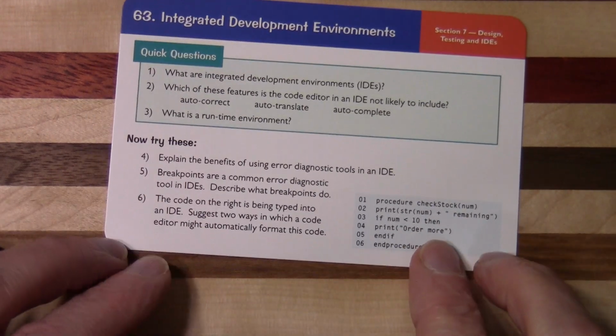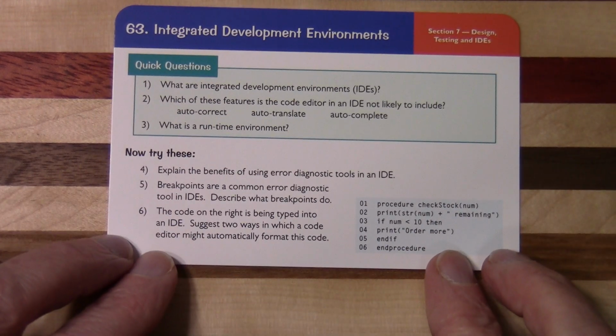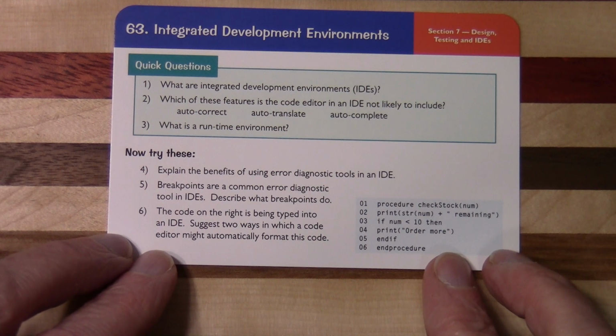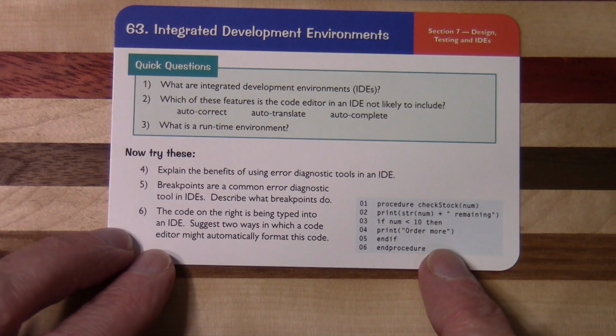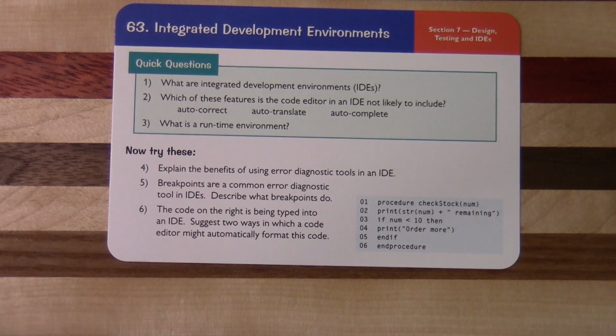And we finish up with IDEs. Section 7, design, testing and IDEs. Okay. What are integrated development environments? Okay. Which of these features is the code editor in an IDE not likely to include? Autocorrect, auto-translate, autocomplete. Okay. That's rather topical at the moment. Autocomplete. Things like Copilot.